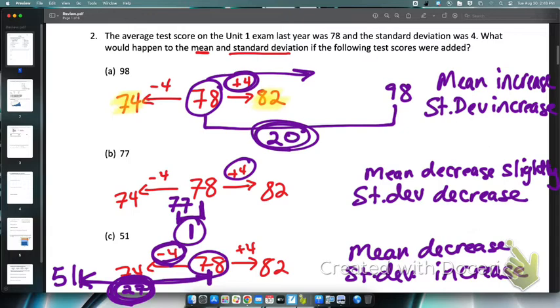So I just wanted you guys to see this, that if the mean is increasing, that doesn't automatically mean that the standard deviation increases, or vice versa. So you just have to think about each of them separately.